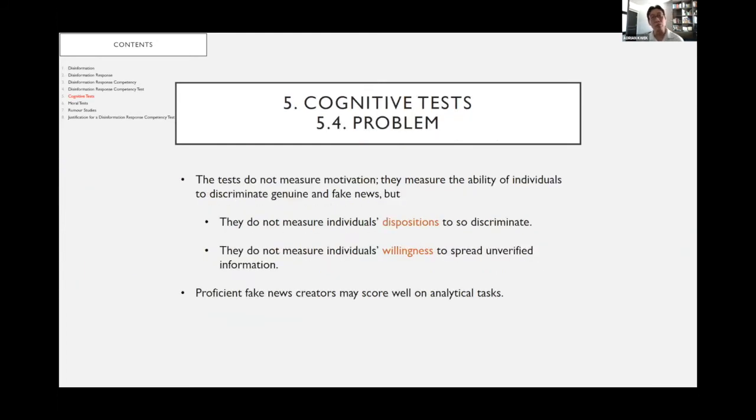What are the problems with these cognitive tests? The problem is that these tests do not measure motivation. Okay, they measure the ability of individuals to discriminate genuine and fake news, but they do not measure the individuals' dispositions to discriminate. They do not measure individuals' willingness to spread unverified information. So, for example, and this is a very significant instance, proficient fake news creators may score well on these tests.